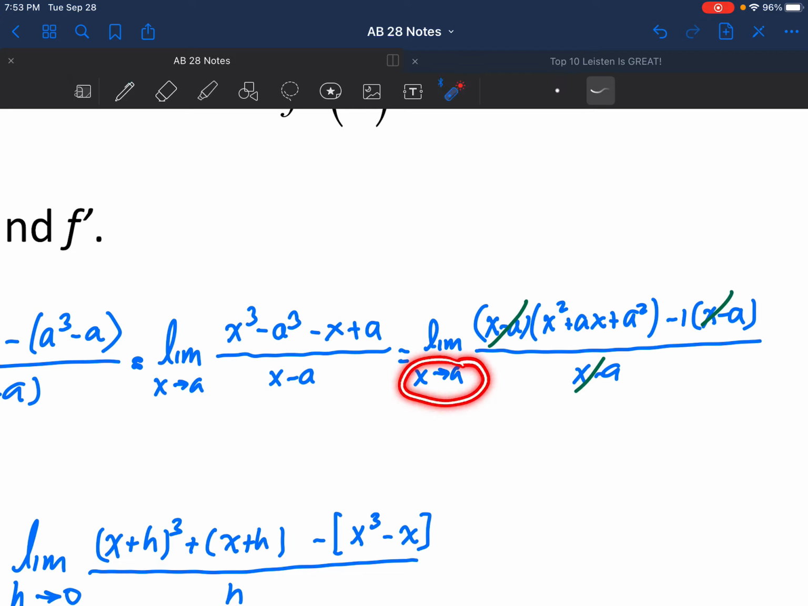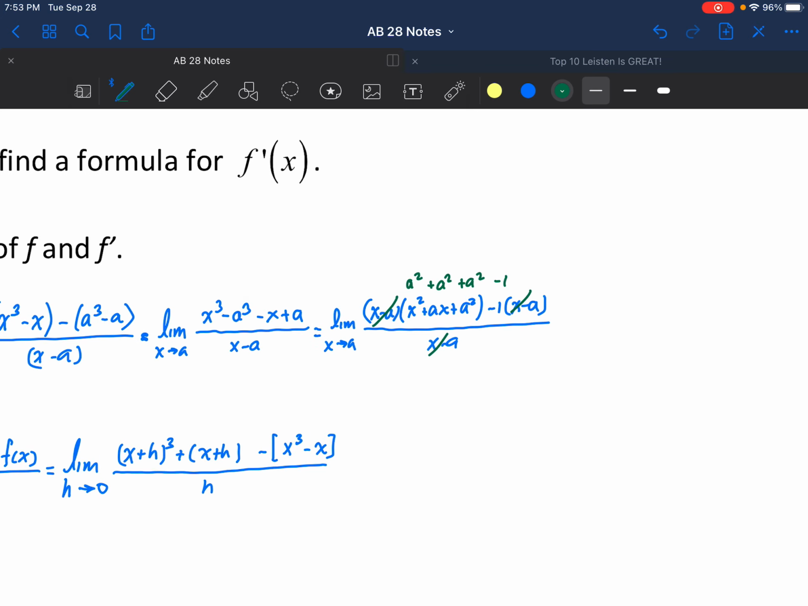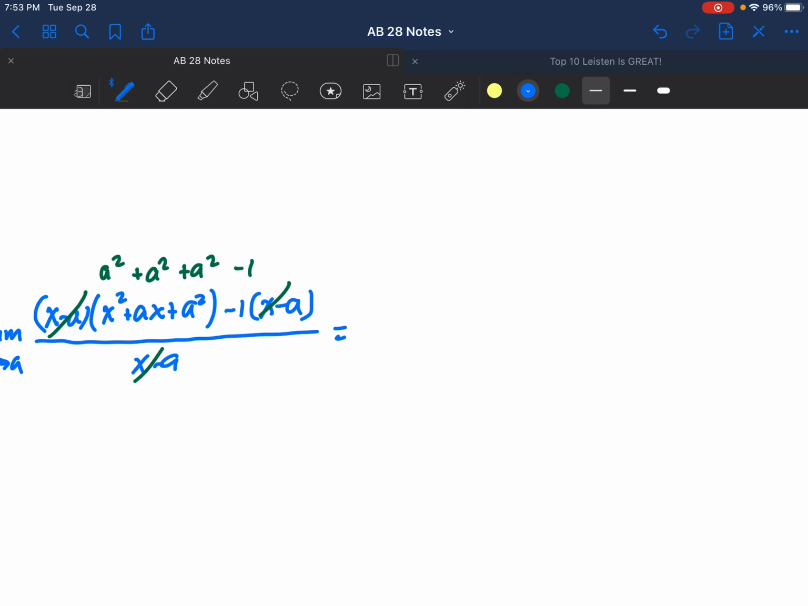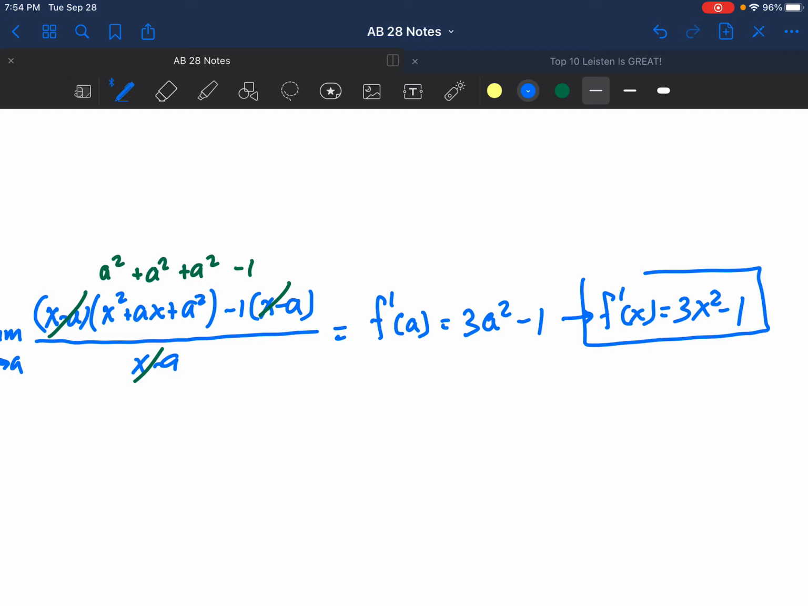Now, when we apply the limit as x approaches a, this is going to become a squared plus a squared plus a squared minus 1, giving us f prime of a is equal to 3a squared minus 1. But rather than being some arbitrary a, I want this as a function. So this is going to be f prime of x is equal to 3x squared minus 1. That is our derivative function for f of x, remember, x cubed minus x.